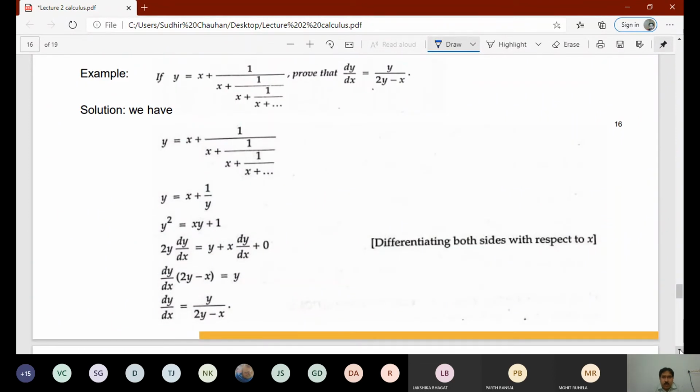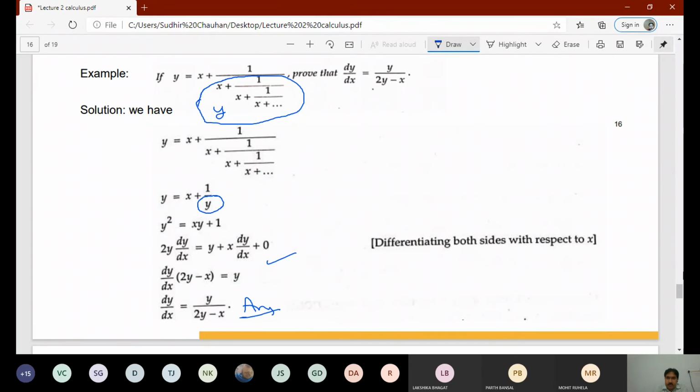Here again we have y is equal to x plus 1 upon x plus something and so on. So we can write x plus something. So x plus something is 1 upon, again from here we get y. So this is y. So we have to write y in place of this expression. So we get y is equal to x plus 1 upon y. Here we write it, and then we can simplify and then differentiate, so we get the answer.